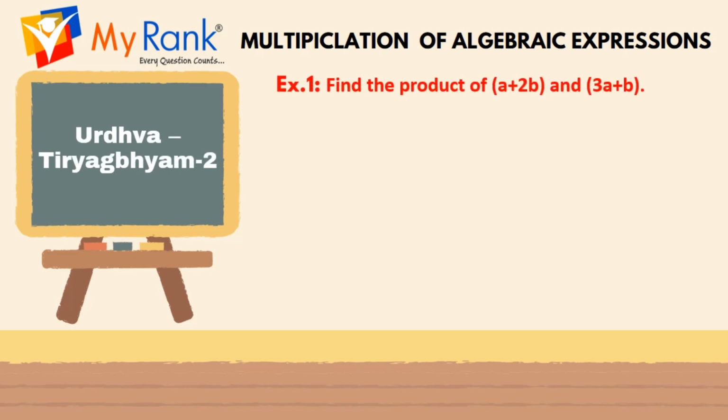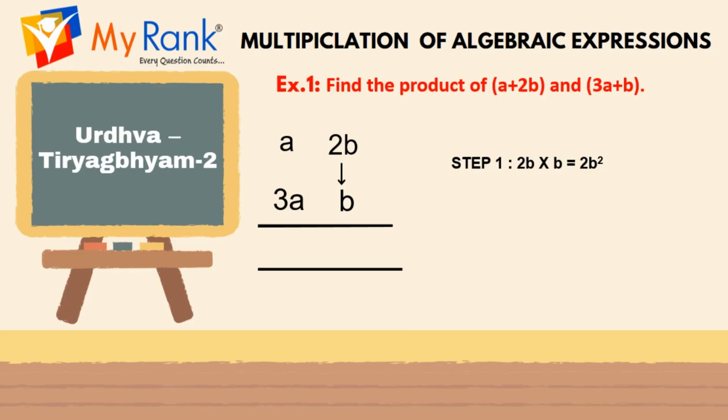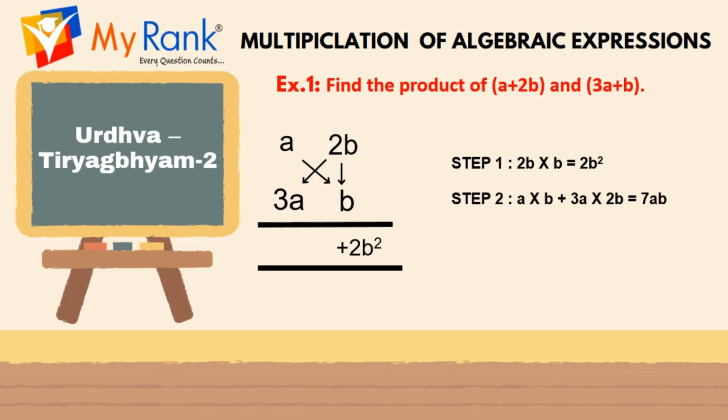Now let us look into how to find the product of a plus 2b and 3a plus b. Step 1. Vertical multiplication. Multiplication of both the unit places, that is 2b into b equal to 2b square. Step 2. Crosswise multiplication. Multiply a by b and 2b by 3a and add, that is a into b plus 2b into 3a equal to ab plus 6ab equal to 7ab, which is the 10th place.